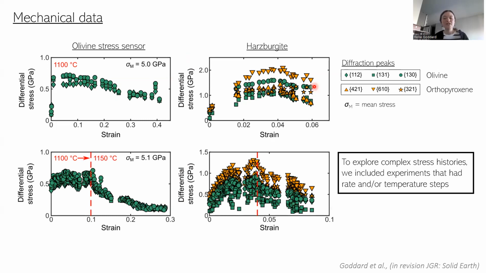So we also included experiments in our analysis that had complex stress histories. And this was either through a temperature step or a change in the rate of the experiment. So you can see one here with the temperature step where you're starting at a nice steady state stress at this 1,100 degrees. We increase the temperature and we see the relaxation of the stress to a much lower one.